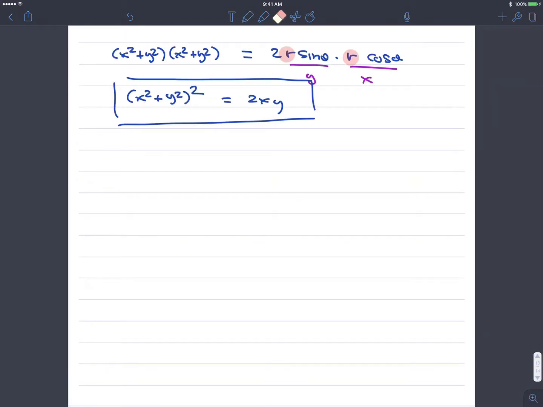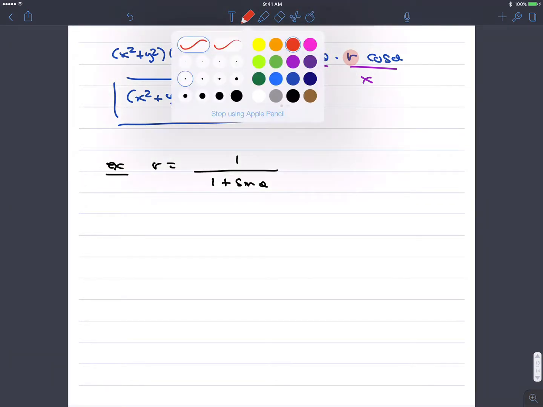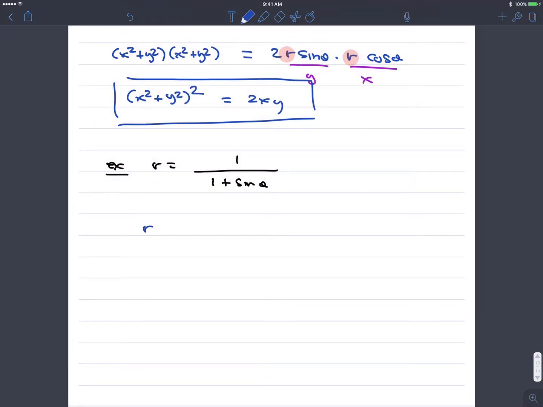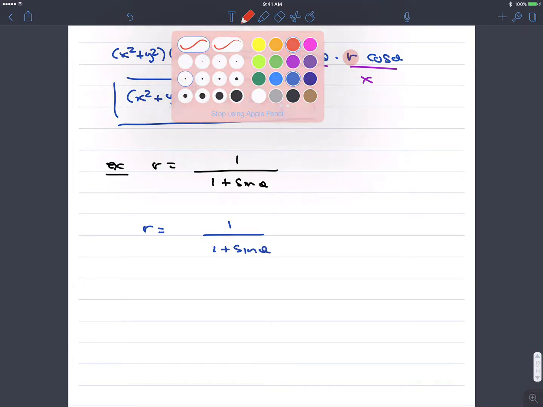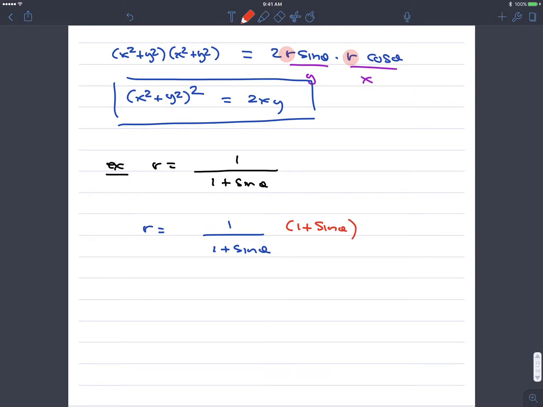Okay, we're going to continue here with the problems that we said earlier in class. We're going to continue converting. We're going to give some more examples here. So let's start again here with this r equals 1 over, I believe that's 1 plus sine theta. Let me write this down. r is 1 over 1 plus sine theta.